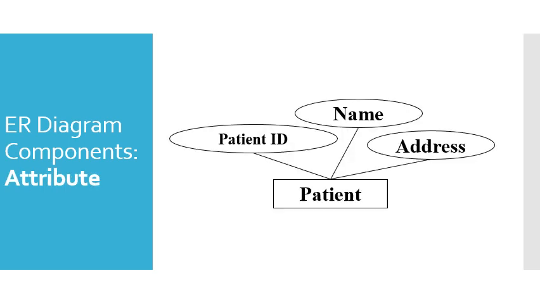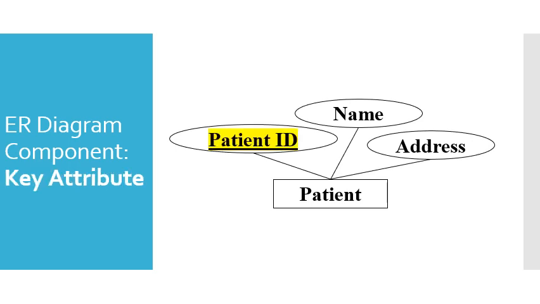The next component is attribute. Each entity, such as a patient, has a set of attributes that describe the various characteristics of the entity. Attributes can be text, numeric, binary, or date types. In this example, the patient has different attributes such as patient ID, name, and address. This is pretty much describing the patient.